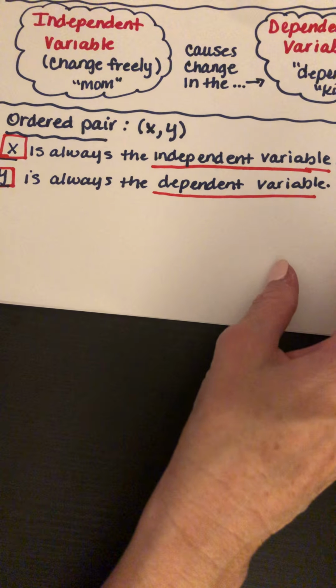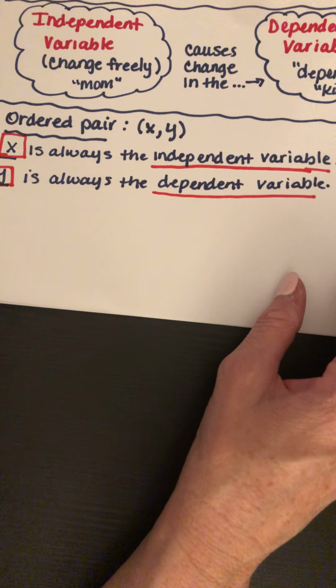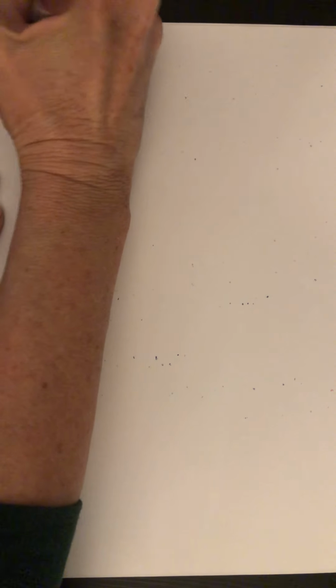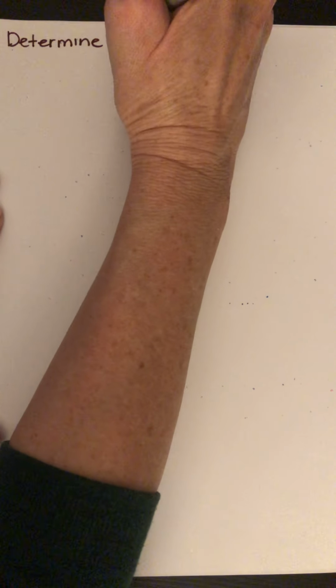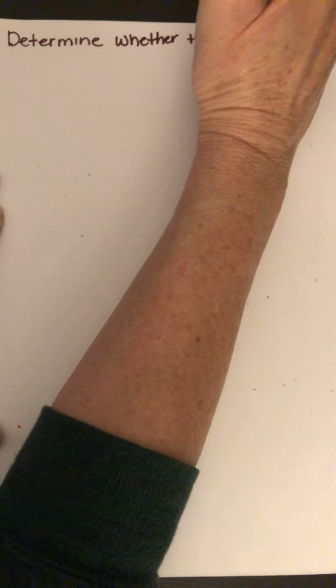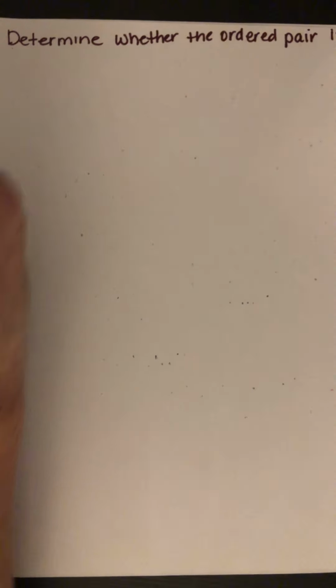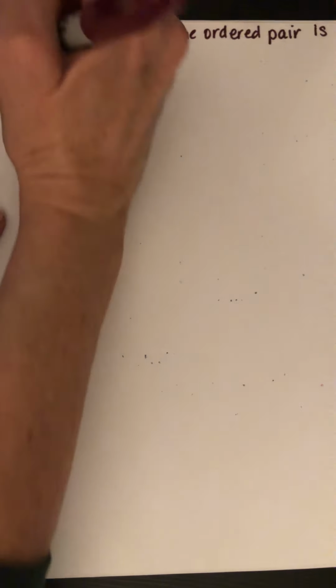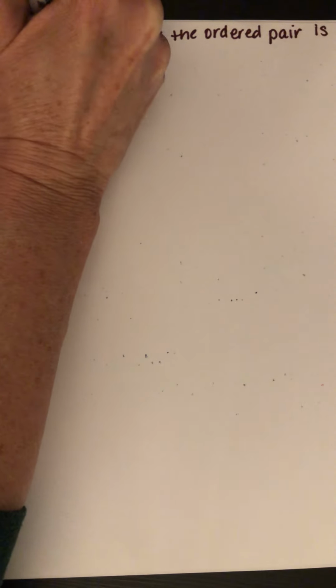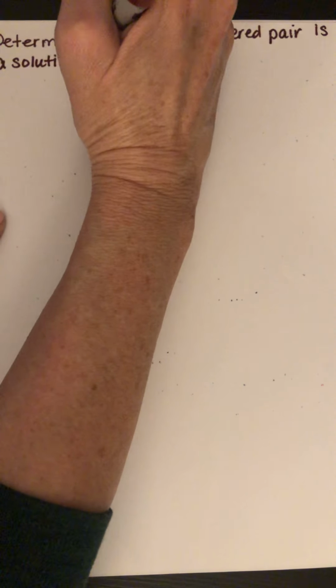So let's see, how do we use the ordered pair in order to determine if the solution is correct or true? So copy these directions down. Determine whether the ordered pair is a solution of the equation.